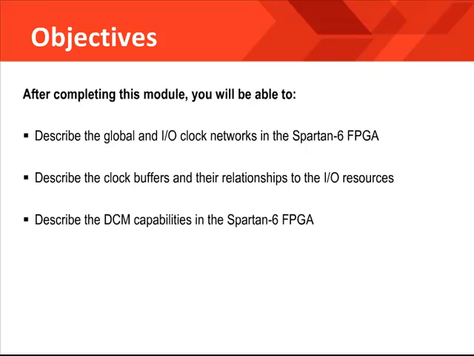In this module, we're going to describe the global and the I/O clock networks in the Spartan-6 FPGA. We're going to describe the clock buffers and their relationship to the I/O resources, and describe the DCM capabilities in the Spartan-6 FPGA. Note that this module does not discuss the PLL functionality, which will be necessary to you, so please refer to the Spartan-6 user guide to learn more about the PLL functionality.